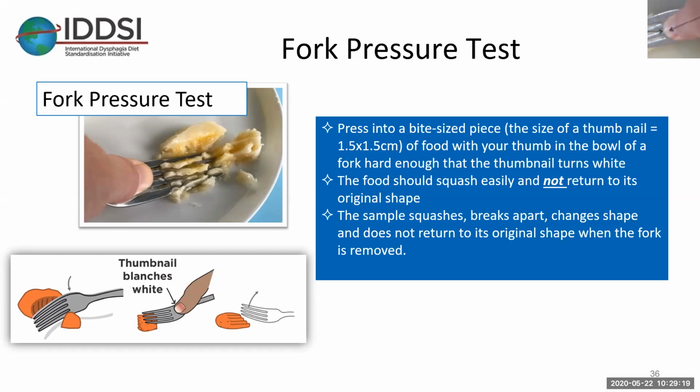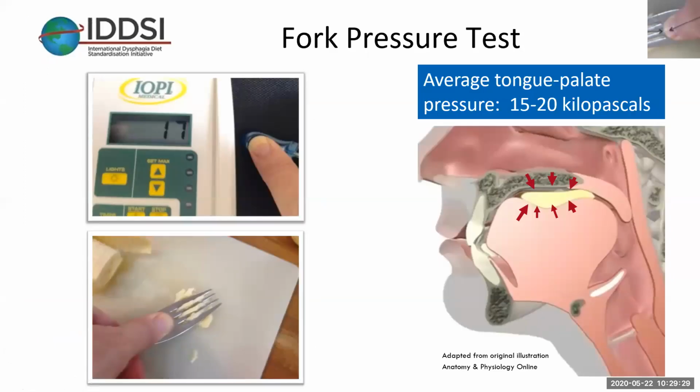It turns out that this pressure required just to blanch the thumbnail is quite consistent throughout the world and regardless of skin tone. It turns out that the pressure necessary to blanch the skin under the fingernail has been measured to be around 17 kilopascals, as shown in the upper left here on the IOPI device, which measures intraoral pressure. And it turns out that the measured average tongue palate pressure is 15 to 20 kilopascals. So when we're doing a fork pressure test, as shown on the banana sample here, we are actually simulating the pressure generated by the tongue to mash the banana.